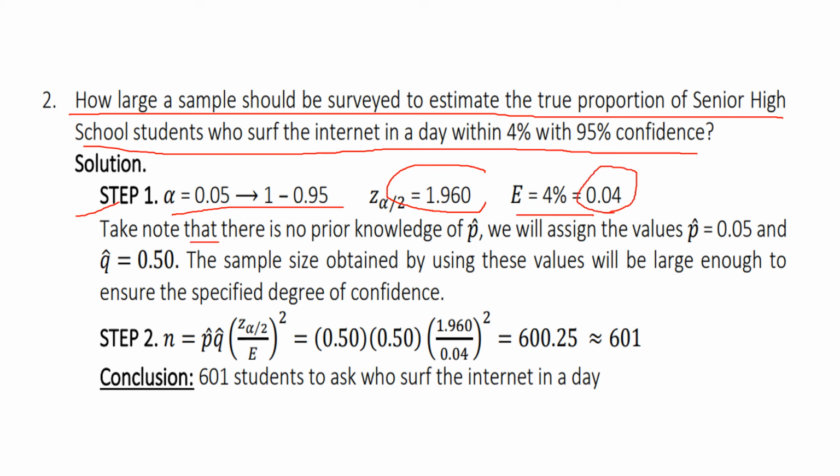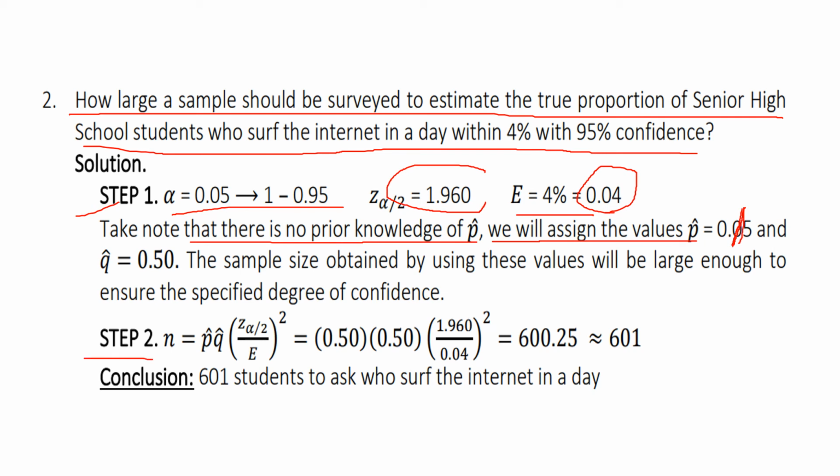So take note that there is no prior knowledge of p hat. We assign the value of p hat which is equal to 0.5. So there is a typo here. It should be 0.5. Again, if there is no given value for your p hat, we need to assume or set a value of your p hat equal to 0.5. And your q hat is automatically equal to 0.5. So the sample size obtained by using these values will be large enough to ensure the specified degree of confidence.